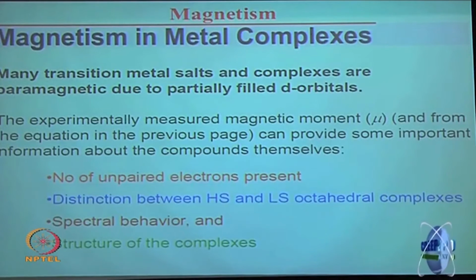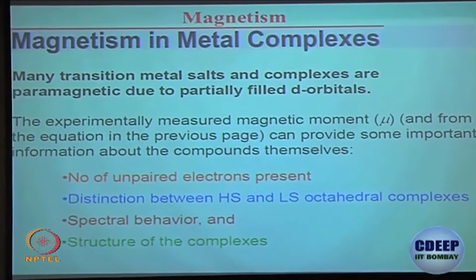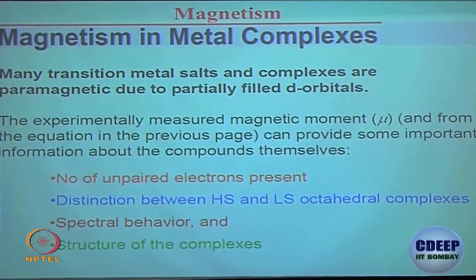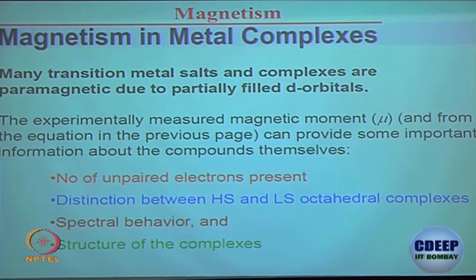Now, all we need to care about for this course, we are mainly trying to see the metal complexes with unpaired electrons, d electrons, right? So, the number of unpaired electrons is going to matter to us because the unpaired electrons are the ones which are going to give you the magnetic moment. Of course, we need to worry about high spin and low spin because that will also determine indirectly what is going to be the number of unpaired electrons. And from there, we can of course try to see the spectral behavior and structure of the complex.